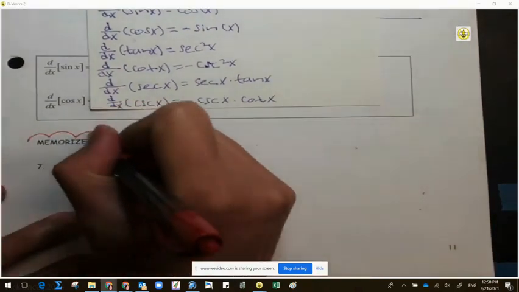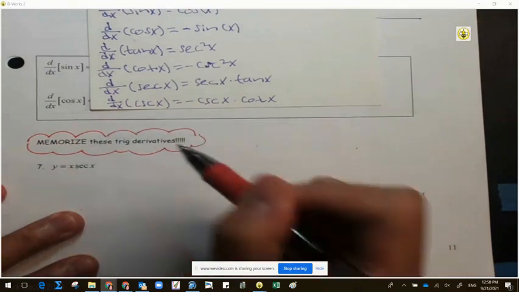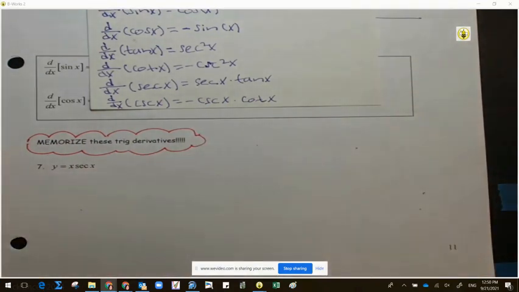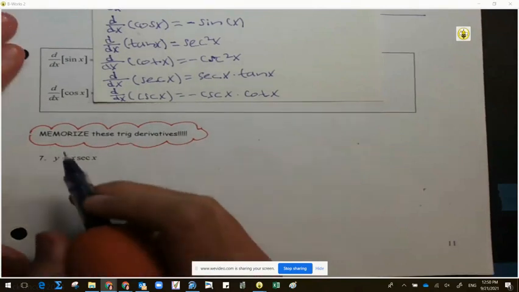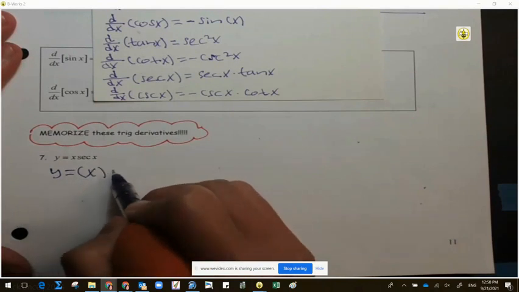And make sure you're memorizing these every day. Because in the end, it's either you know it or you don't. By heart. Okay, I'm going to rewrite number 7 just to, since I write kind of big.